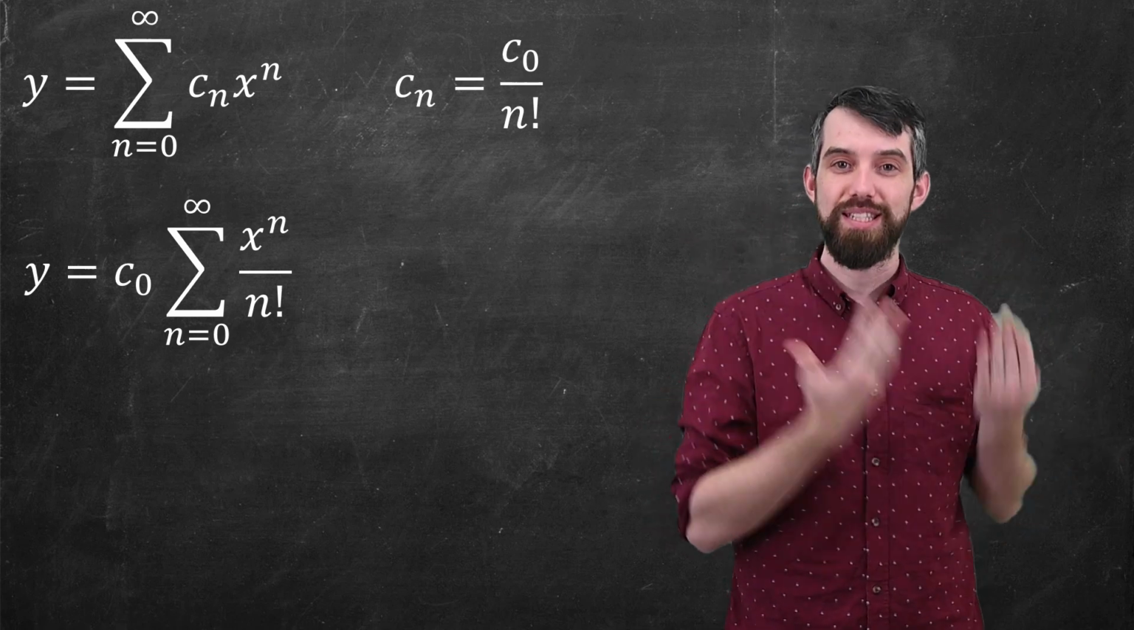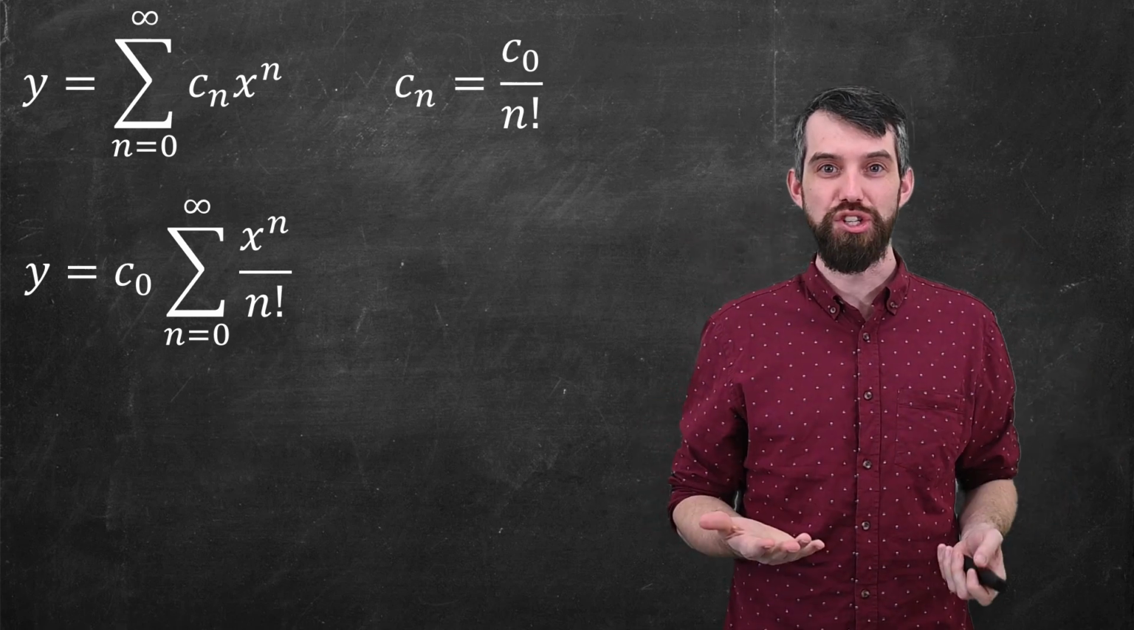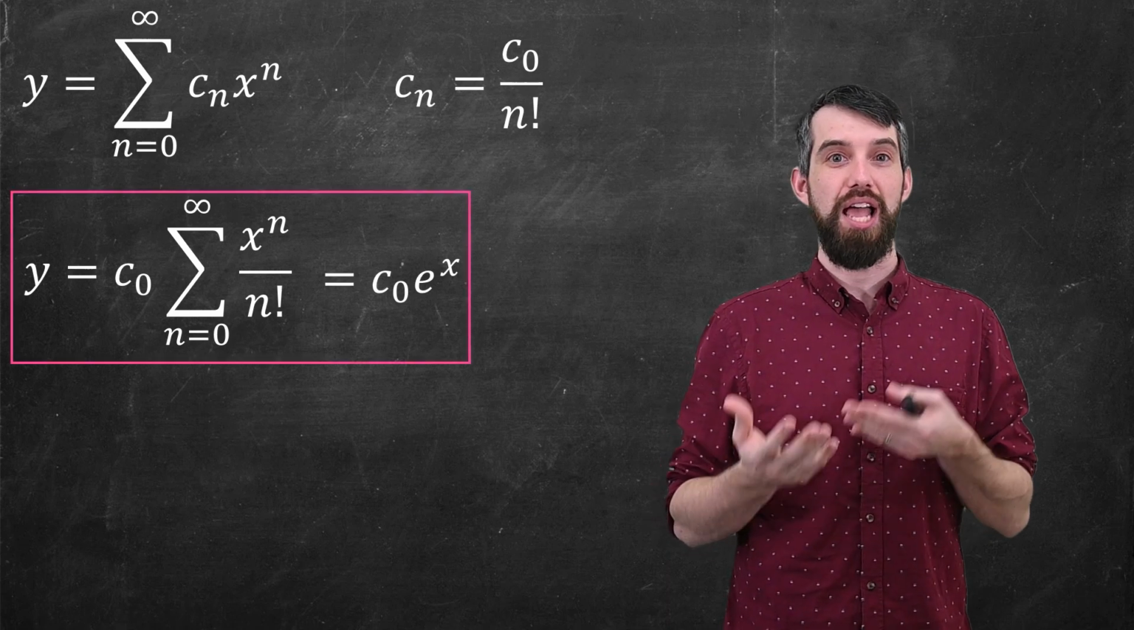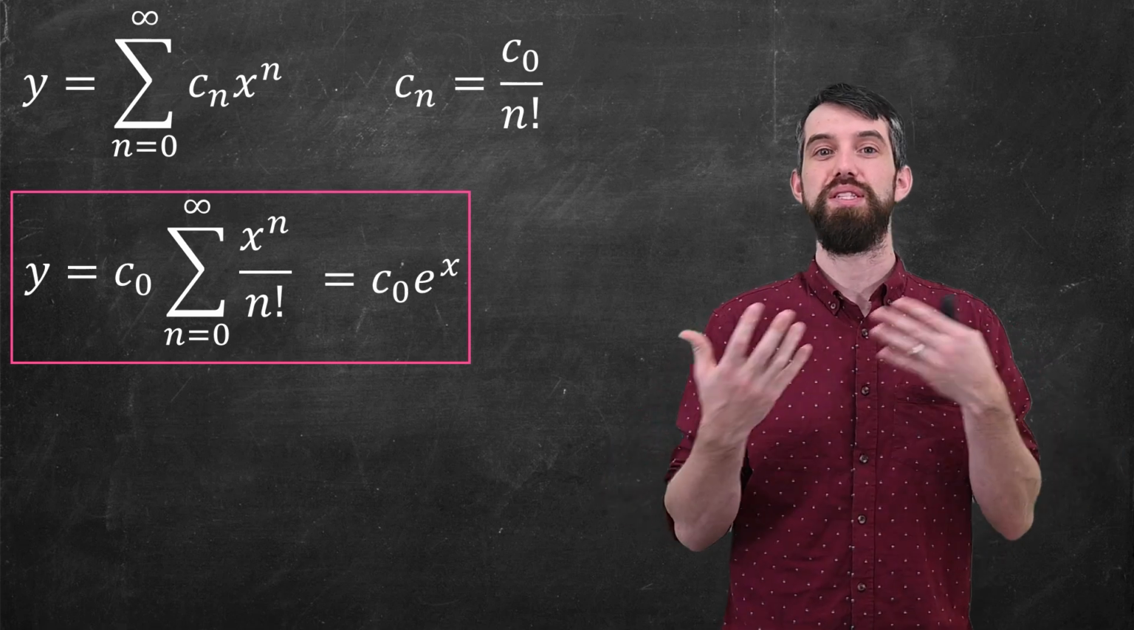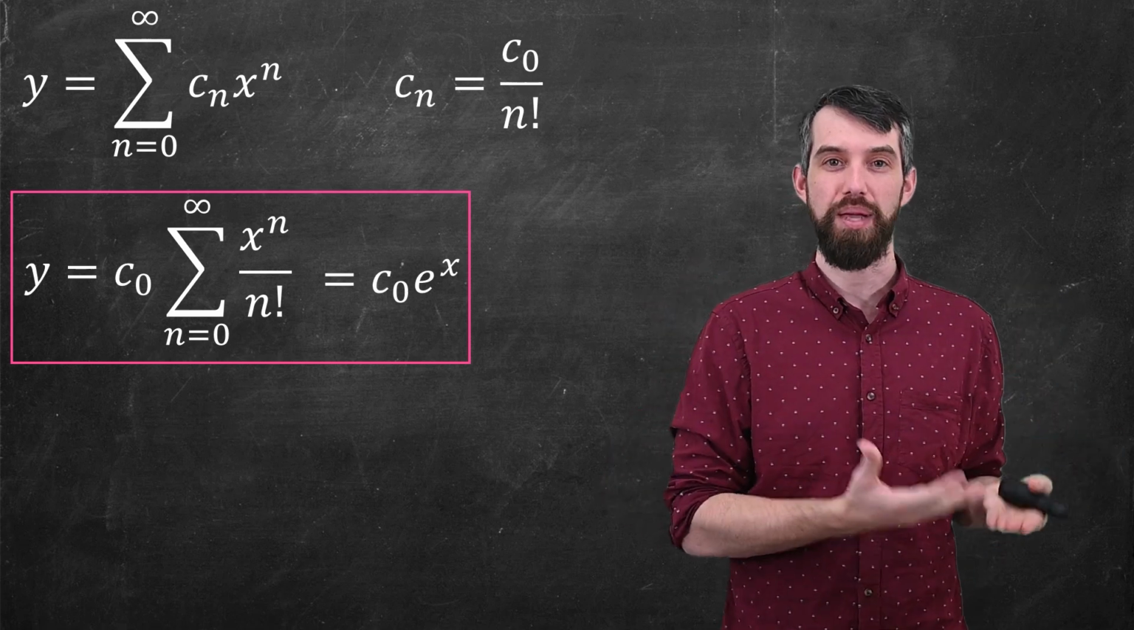Now this is precisely what we saw the expansion of. That's just the expansion of e to the x. It's a constant times e to the x. And so we have recovered the same solution that we had at the very beginning.